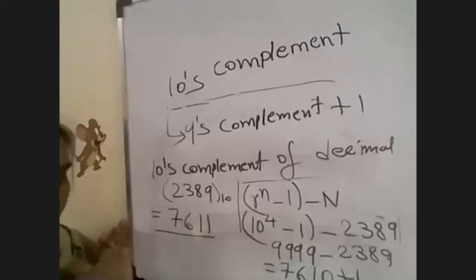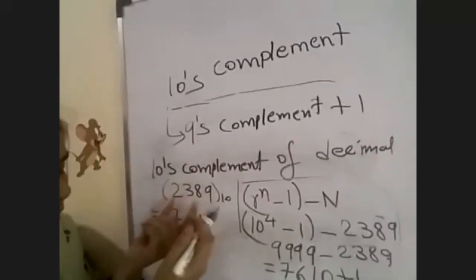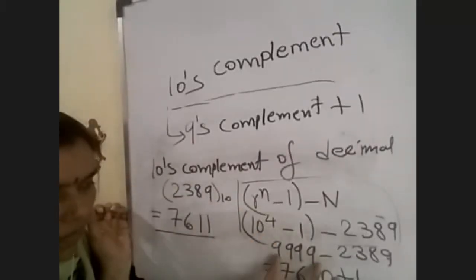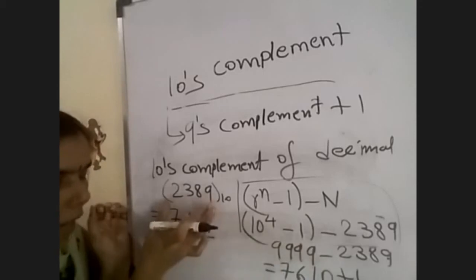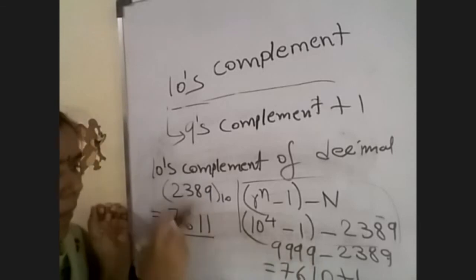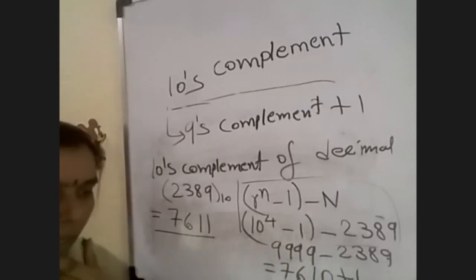But I can tell you one shortcut. How many digits are there? 4 digits. You subtract this value from four nines. However many digits there are, that many nines you place and subtract this value from. Then you get the nines complement answer. Is it clear now? Yes, ma'am.